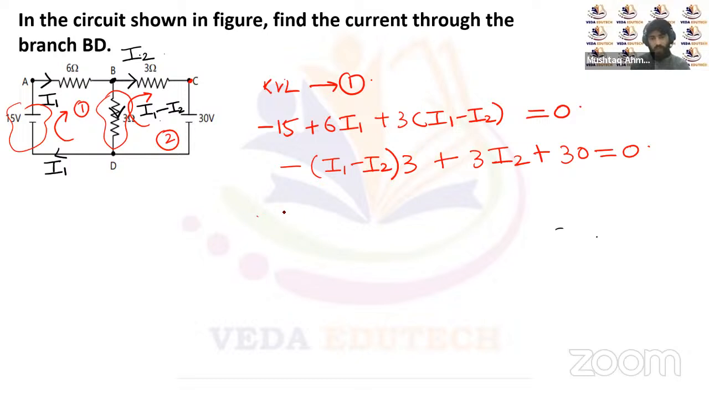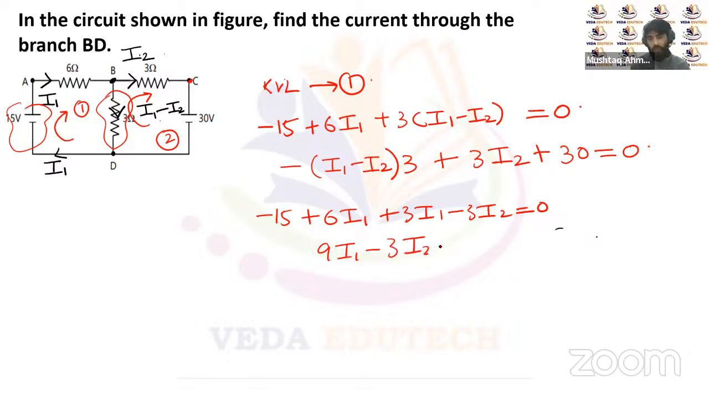We can just rearrange these equations. 6I1 plus 3I1 minus 3I2, that's equal to 0, or it will be equal to 9I1 minus 3I2, that is equal to 15.